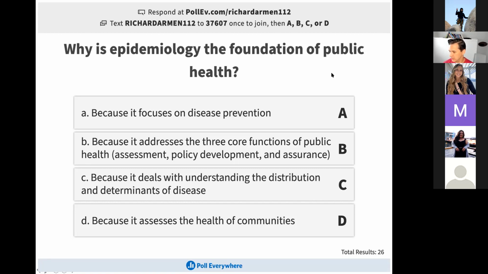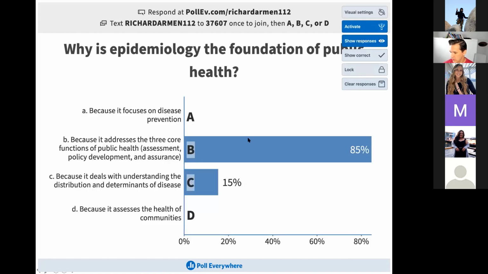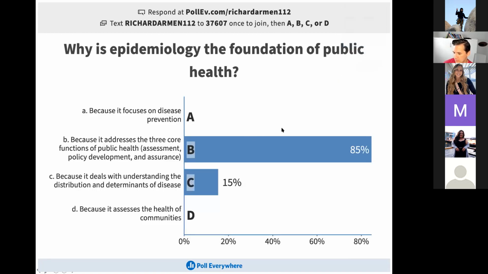All right, so let me show responses. 85% B, 15% C. So B is the correct answer. And that's on the slide that I showed you all earlier in the review. It really is the foundation of public health because it addresses assessment, policy development, and assurance. So again, make sure you go through that slide. You know why it's the foundation of public health. You may need to describe that in a short answer. You may need to answer a question about it or something.